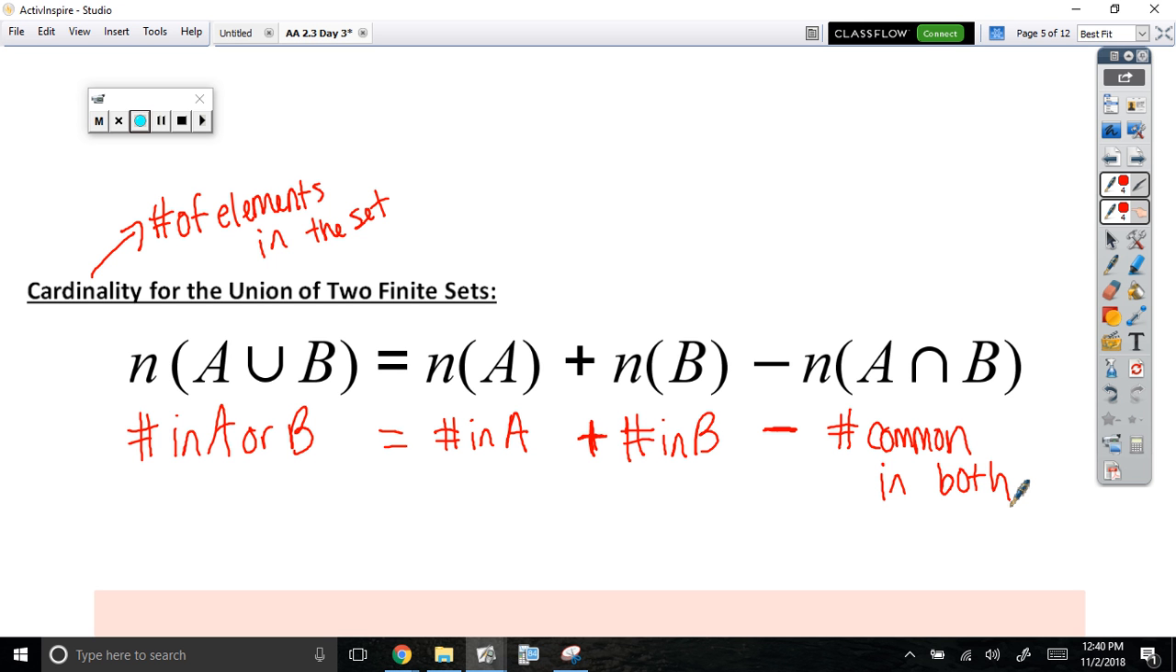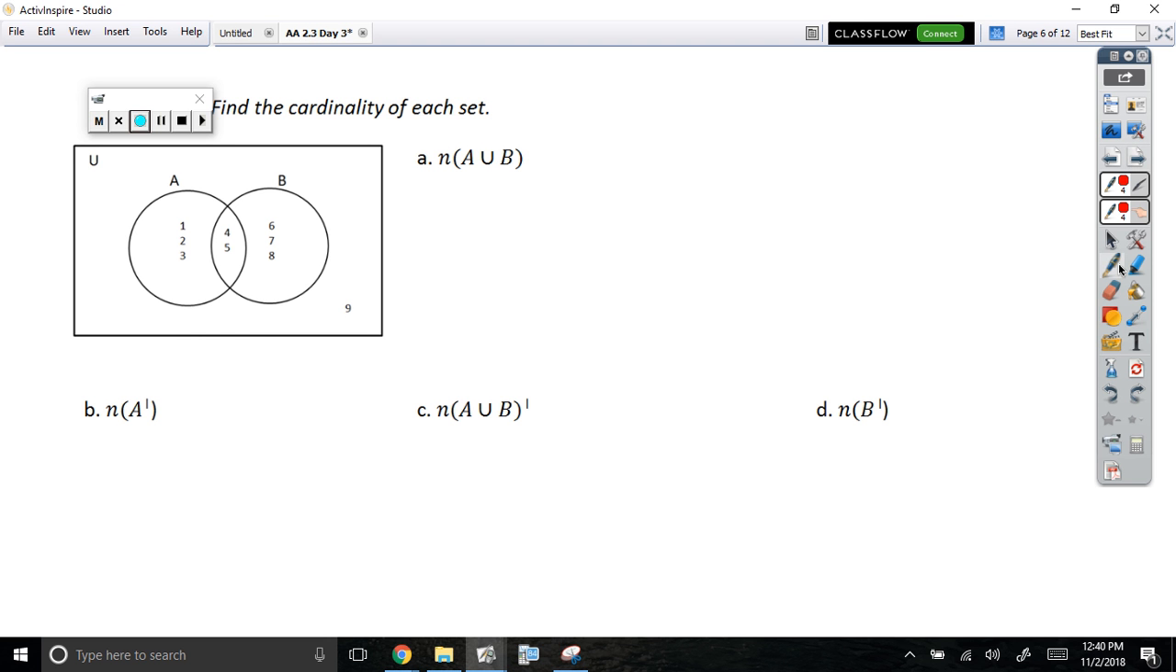Alright, but the ones on the front, they give you a picture. So literally just count. And they actually have numbers, so you could probably just look. So the number of elements in A union B. How many elements are in A or B? 8.